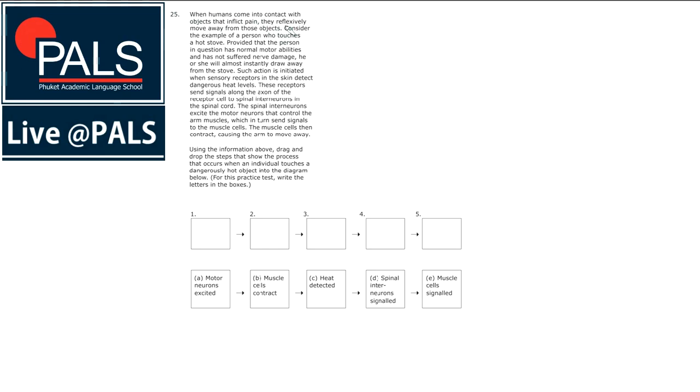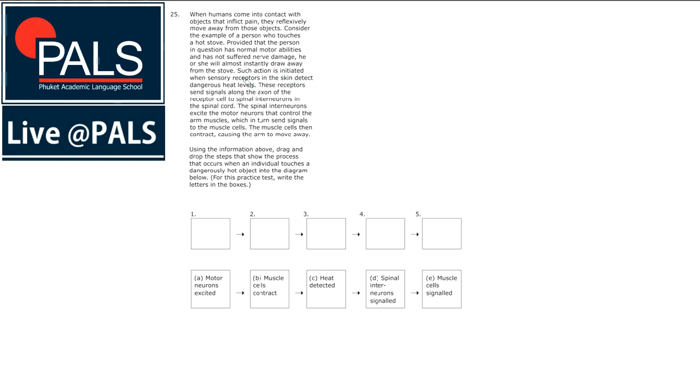When humans come into contact with objects that inflict pain, they reflexively move away from those objects. Consider the example of a person who touches a hot stove. Provided that the person in question has normal motor abilities and has not suffered nerve damage, he or she will almost instantly draw away from the stove.